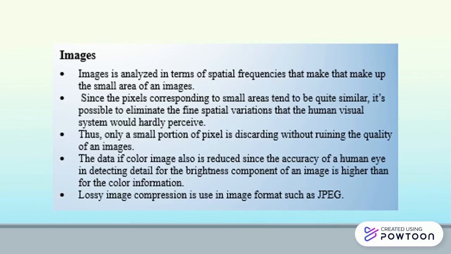The data of a color image is also reduced, since the accuracy of the human eye in detecting detail for the brightness component of an image is higher than for the color information. Lossy image compression is used in image formats such as JPEG.